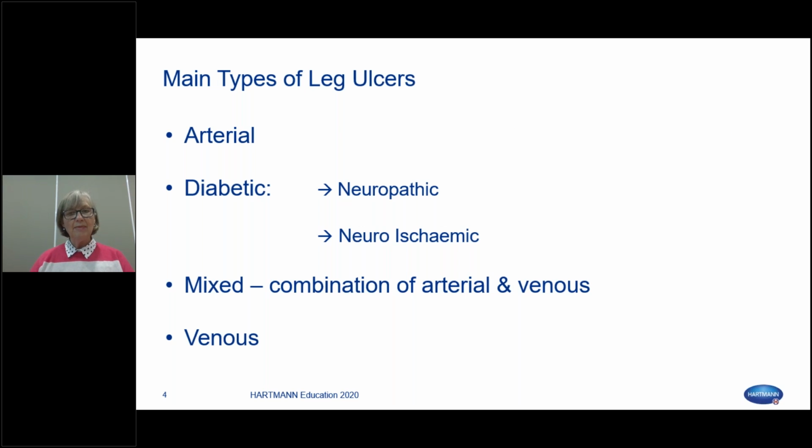The main types of leg ulcers are arterial, diabetic, either neuropathic or neuroischemic, mixed etiology, which is a combination of both arterial and venous, which are really challenging, and finally the most common form, which are venous leg ulcers.